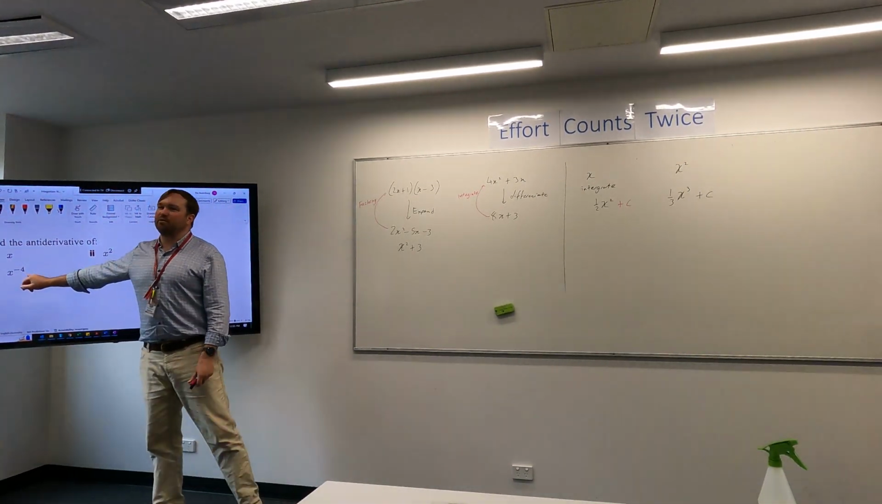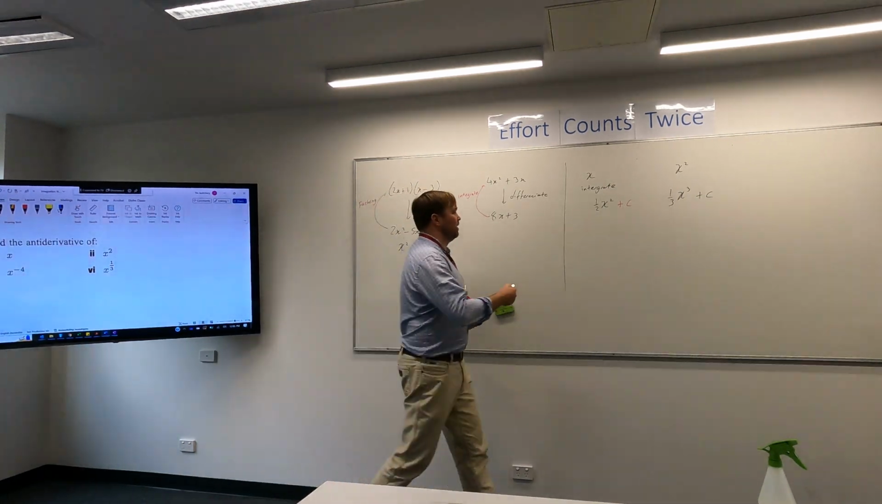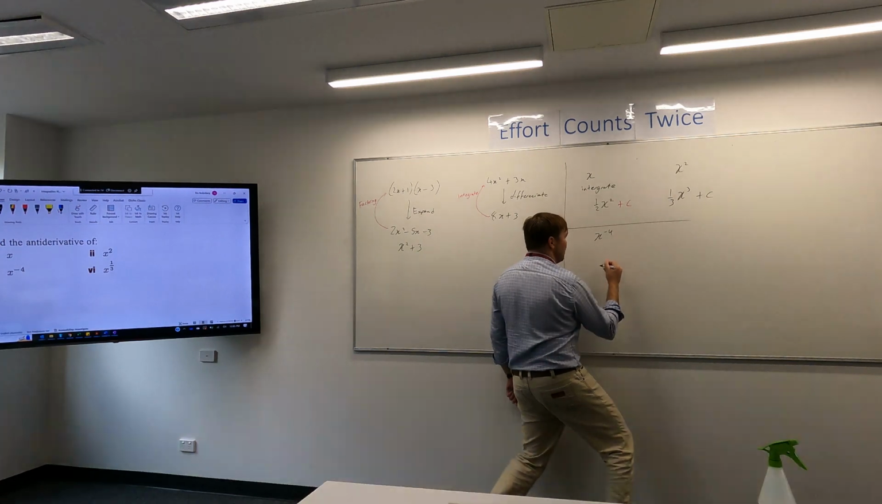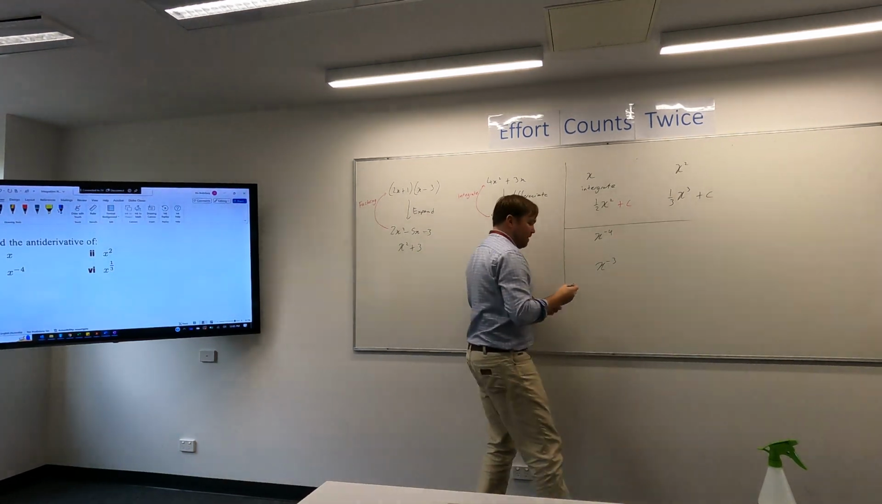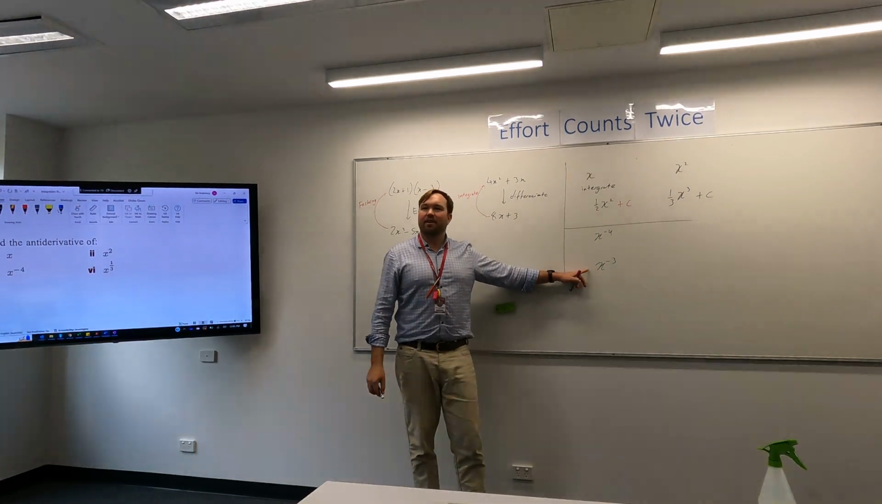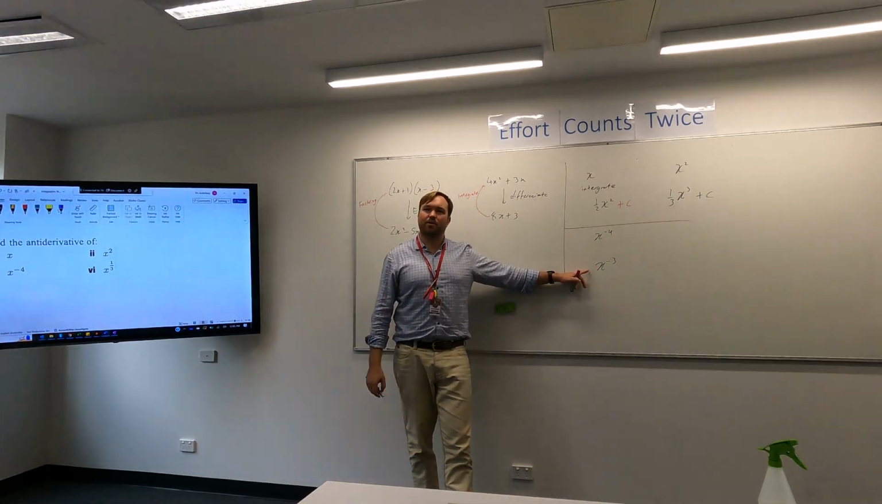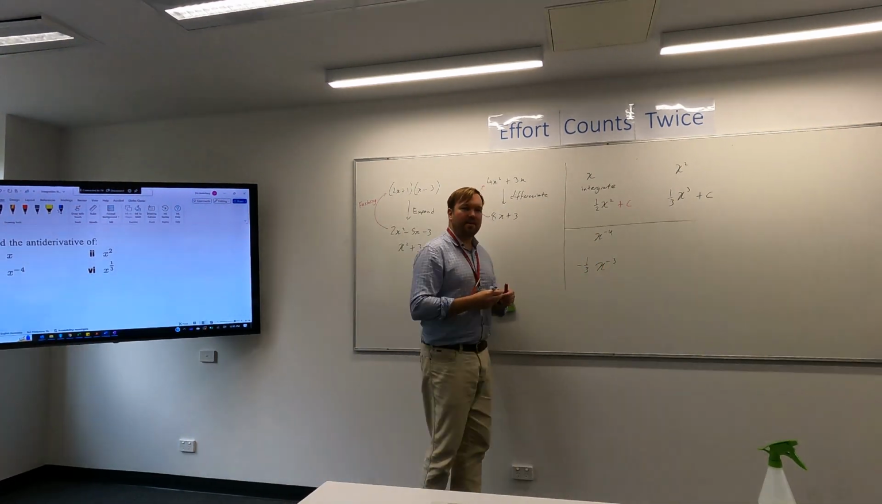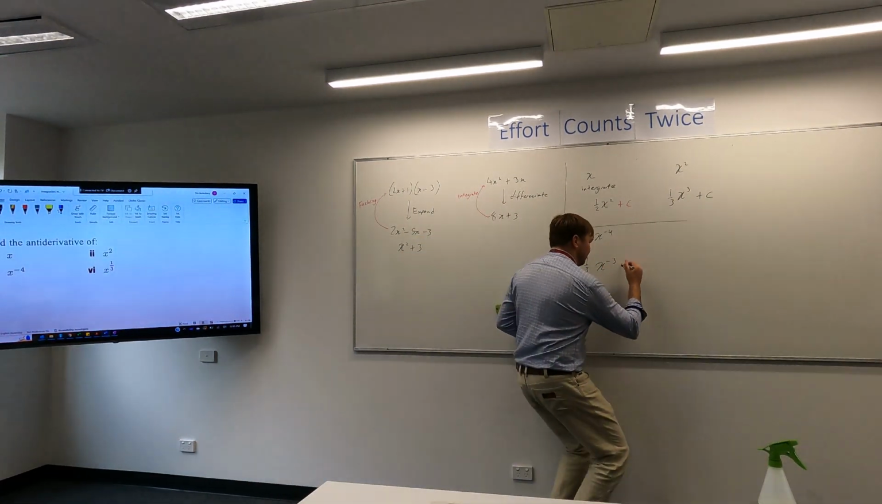Where will that come from? An x to the minus 4? Good. It will have come from an x to the negative 3, so x to the minus 4 will have come from x to the negative 3. And then if you differentiate x to the negative 3, it would spew out a minus 3. So we need to undo that minus 3 by putting minus a third plus c.